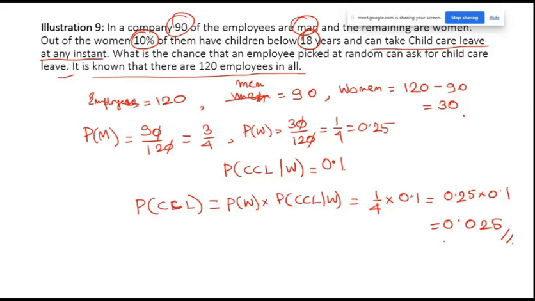So there is a very small chance. If you multiply by 100, it's only 2.5%. It means if you pick up a person at random, maybe man, maybe woman, that is not information available to me, the chance that the person will take CCL is actually 2.5%. If blindly I pick an individual, you rely on someone, give him or her some duty, and then that person asks for CCL. But that CCL will be valid only for women, not for men, and that too having a child less than 18 years. So this is the probability. That is a very small chance of an employee taking child care leave.